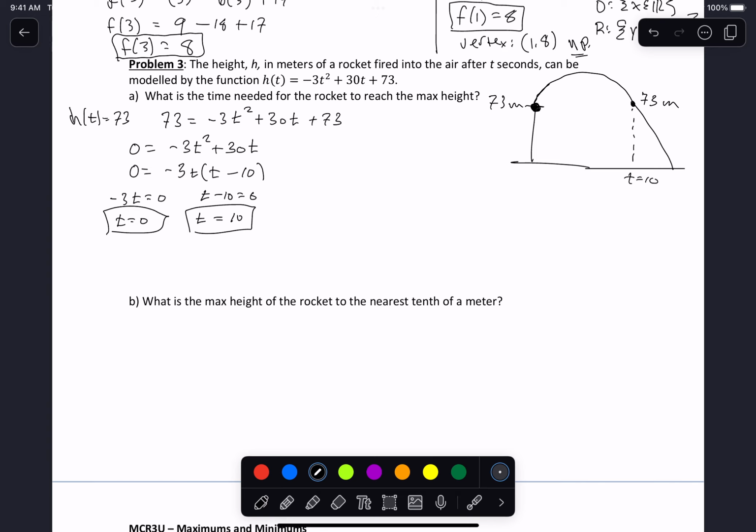Like what you fire up, it has to go up, and then it has to come back down again because of gravity. So if we fired it from 73 meters, it went up, it would have somewhere in the middle of these two values reached the maximum height, which is ultimately what I'm going to find out in part B. Part A is asking me, how long did it take the rocket to reach its maximum height? That's 5 seconds. How do we prove that algebraically? Well, we'd go the axis of symmetry is that 0 plus 10 divided by 2.